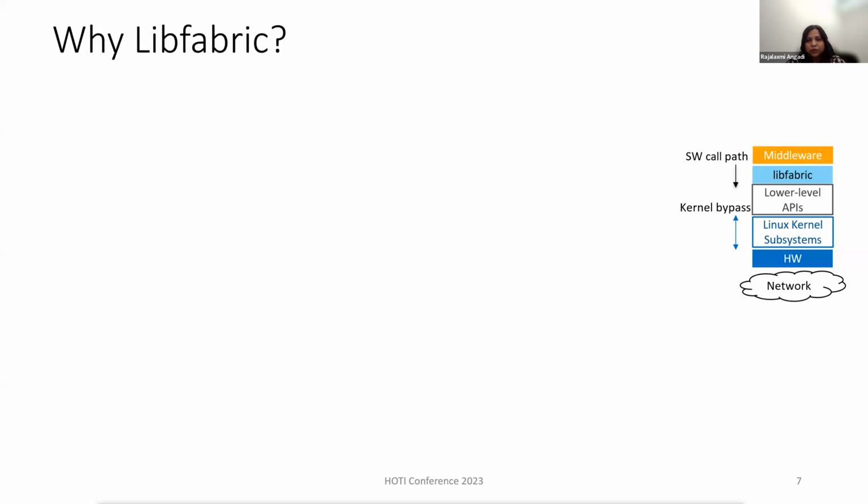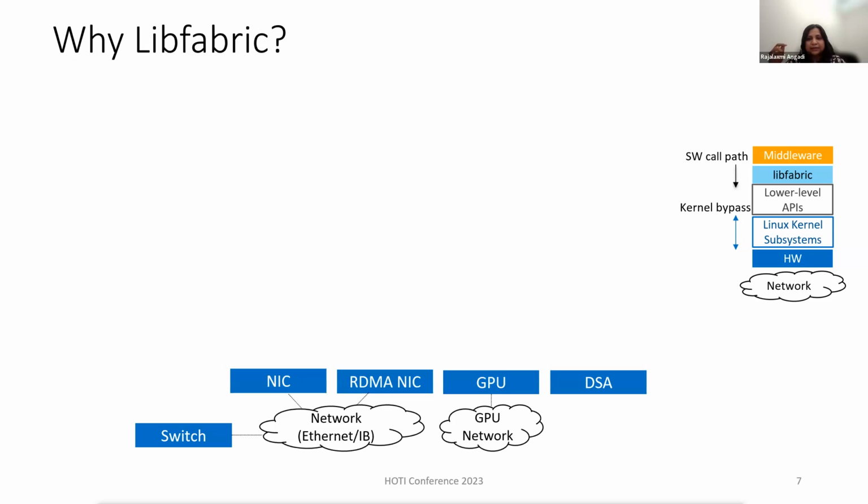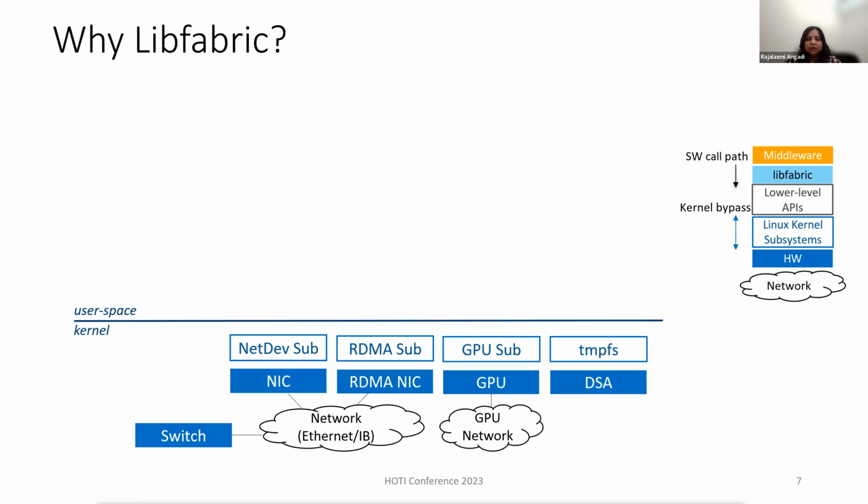So, like I told, what is Libfabric? Now, why do we need Libfabric here? Juee, can you do next? So we see that there is a variety of hardware at the bottom. We have switches, we have switch networks, we have different kinds of network interface cards, we have Ethernet cards, we have InfiniBand cards, we have compute elements, GPUs, and their own fabrics. And we have data streaming application engines as well.